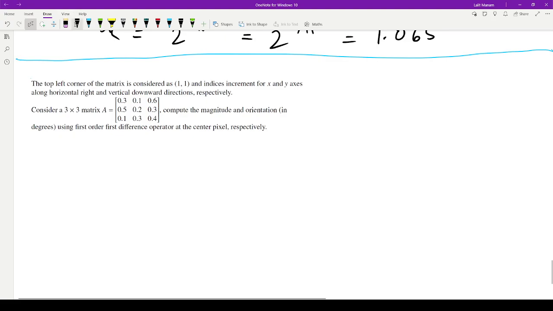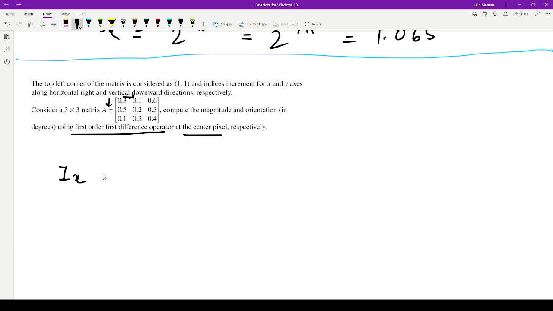The top left corner of the matrix is 1 comma 1, and indices increment for x and y axes along the horizontal right and vertical downwards. That's the convention being followed till now, and it's the same. So we are given a matrix A. We need to compute the magnitude and orientation in degrees using the first order difference operator at the central pixel. So what does it mean?